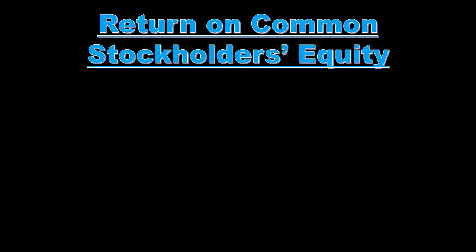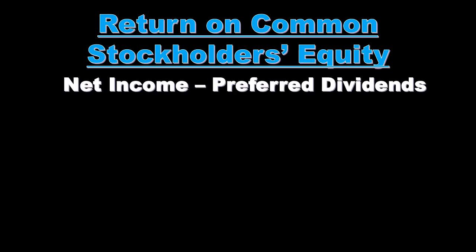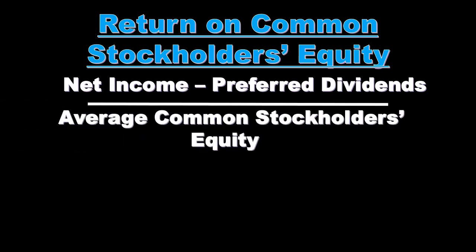Next, we have the return on common stockholders' equity, and that will be calculated as the net income minus the preferred dividends, if we have any preferred dividends, and we're going to divide that by the average common stockholders' equity. This measures the company's ability to earn income for common stockholders.